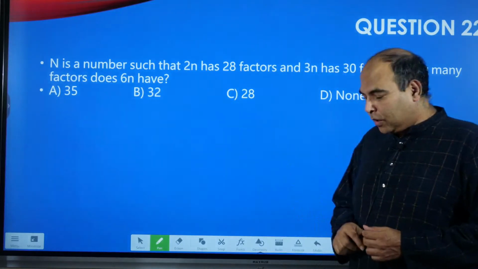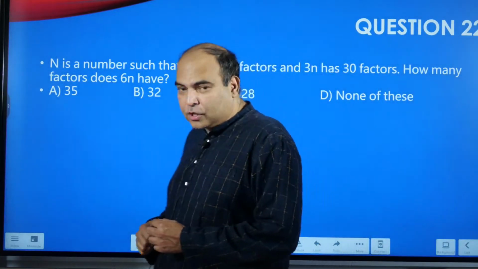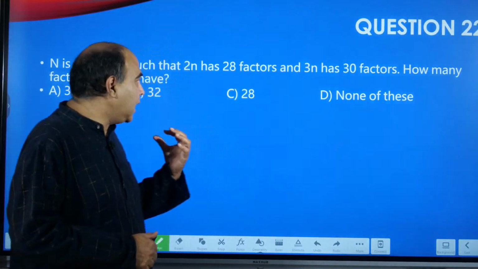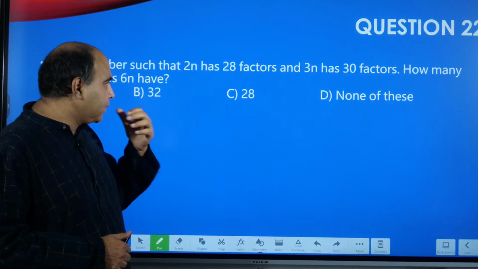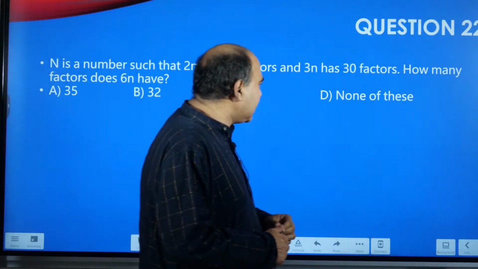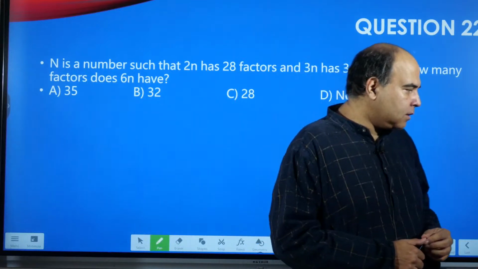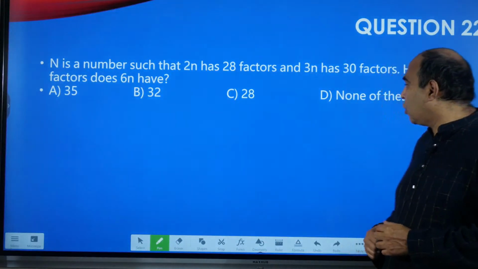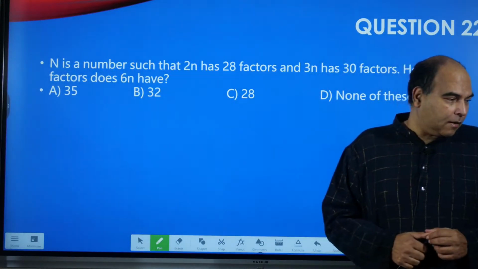So this is the question. Without further ado, I'll get into the question straight. The question says, n is a number such that 2n has 28 factors and 3n has 30 factors. And the question says, how many factors does 6n have?